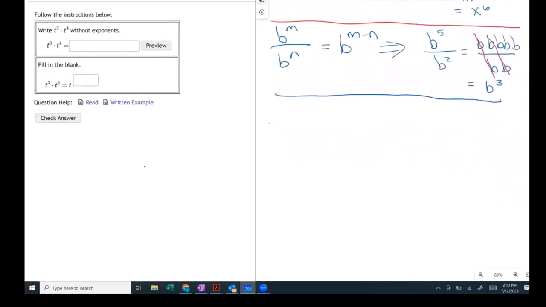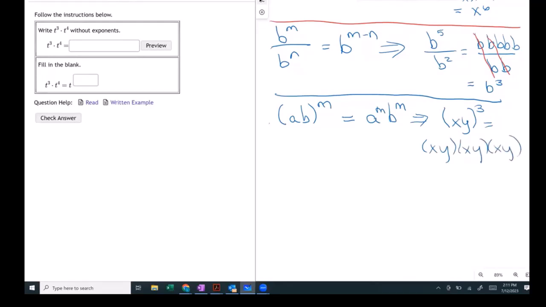If I have a times b to the m power, that's the same as a to the m times b to the m. So I'll just say xy to the 3rd power. Well, that equals xy times xy times xy, which equals x times x times x is x to the 3rd, y times y times y is y to the 3rd. So we can see that we really just distribute that exponent.